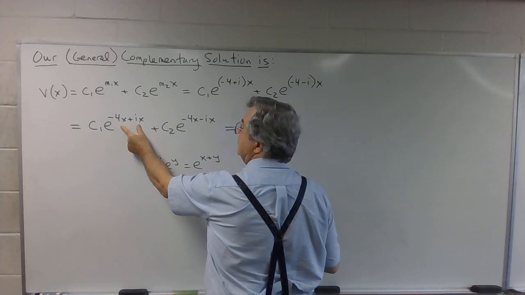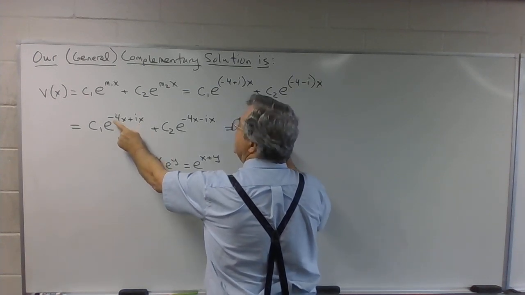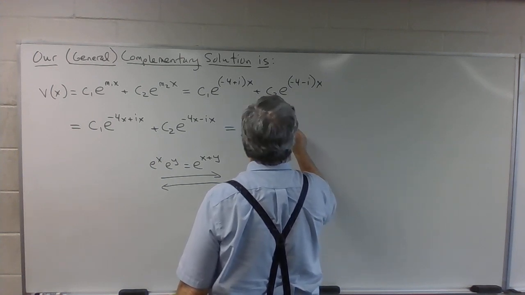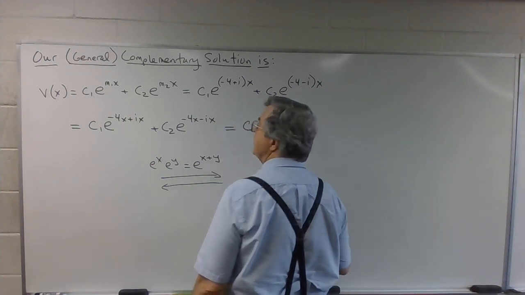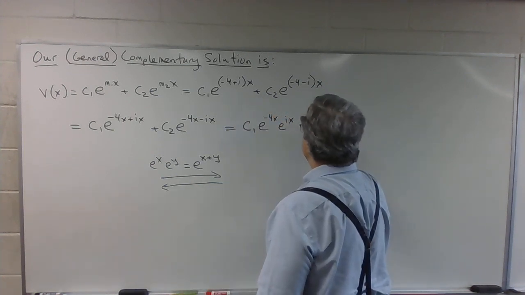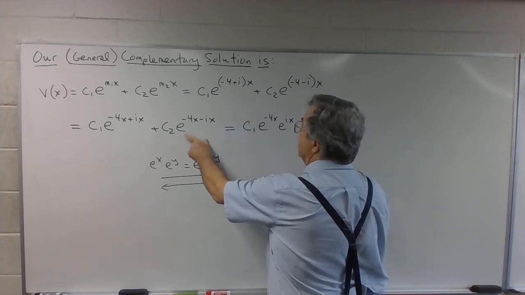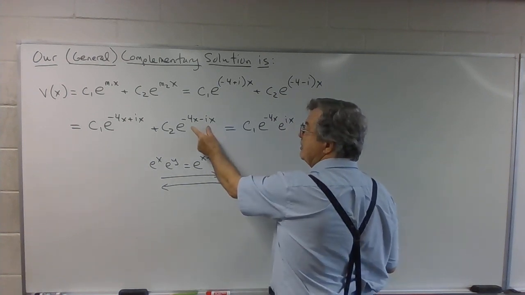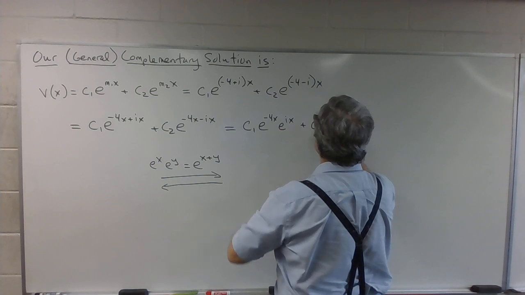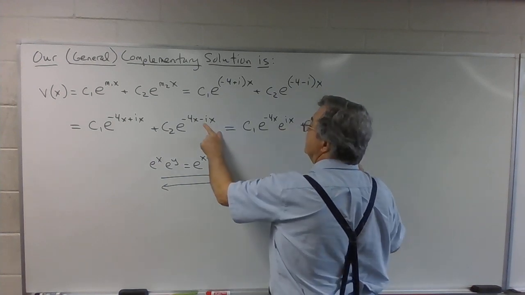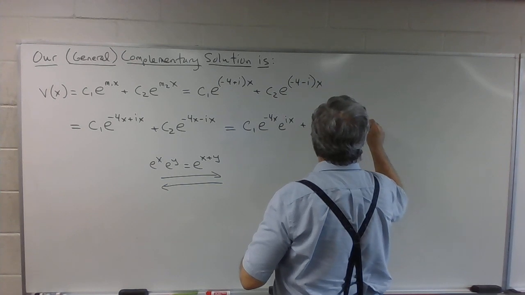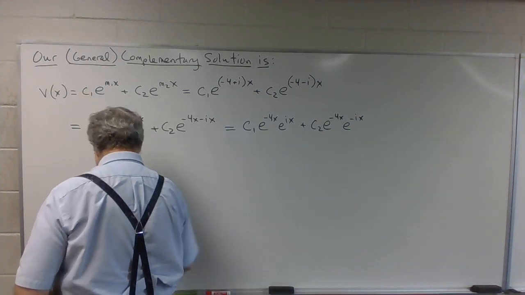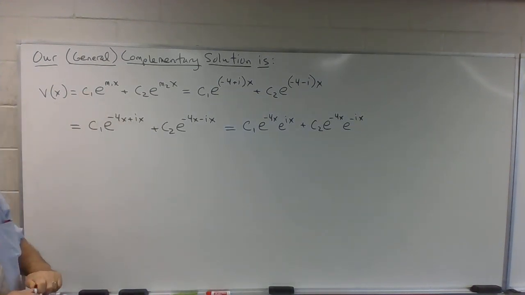So e to the negative 4x plus ix, I can write that as e to the negative 4x times e to the ix. And this thing, e to the negative 4x minus ix, I can split this up into the product of two exponentials, e to the negative 4x times e to the negative ix. Now, I think that's going to help. Oh, I sure hope it does. It will. It'll help.